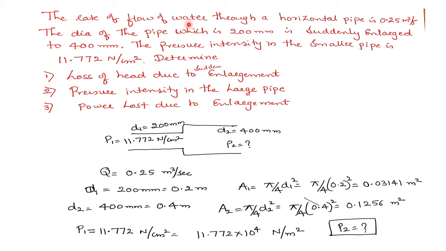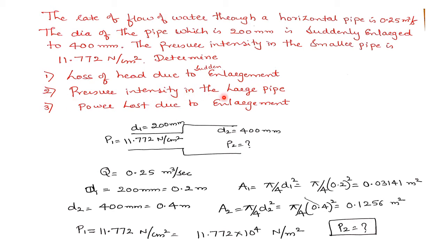The rate of flow of water through a horizontal pipe is 0.25 meter cube per second. The diameter of the pipe, which is 200 mm, is suddenly enlarged to 400 mm. The pressure intensity in the smaller pipe is 11.772 Newton per square centimeter. Determine, first, the loss of head due to sudden enlargement.